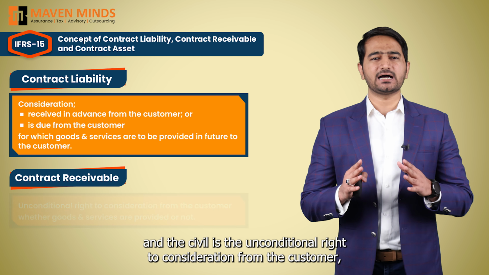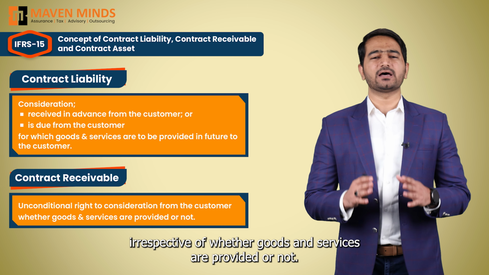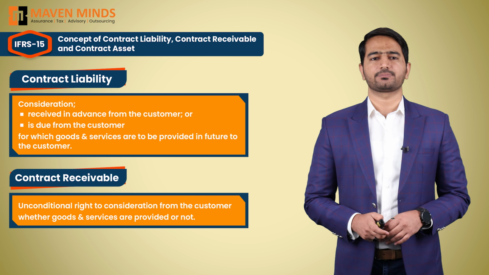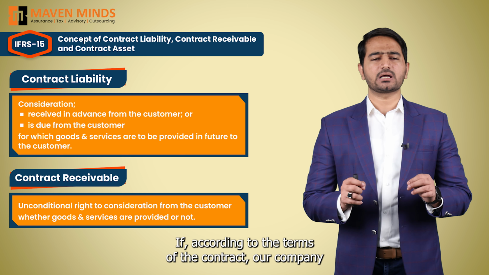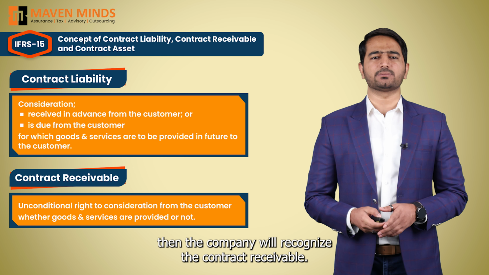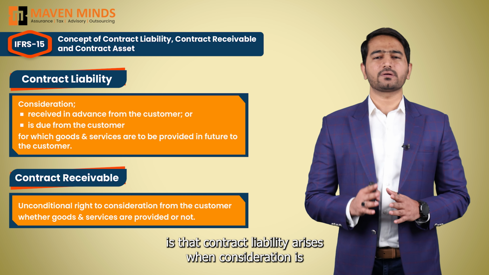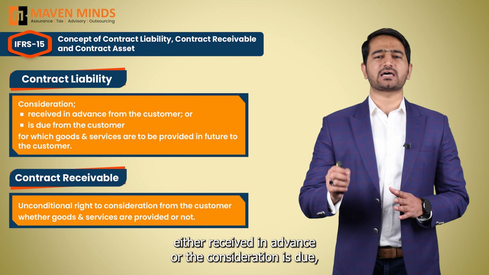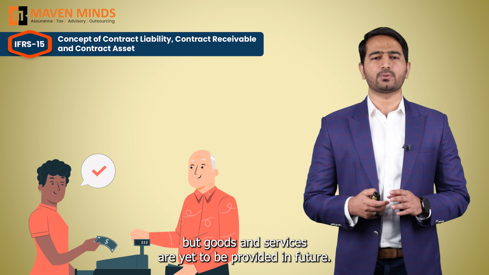Contract receivable is the unconditional right to consideration from the customer, irrespective of whether goods and services are provided or not. If, according to the terms of the contract, our company or entity has an unconditional right to consideration from the customer, regardless of whether we have provided goods and services or not, then the company will recognize a contract receivable. So the difference between contract liability and contract receivable is that contract liability arises when consideration is either received in advance or the consideration is due, but goods and services are yet to be provided in future.